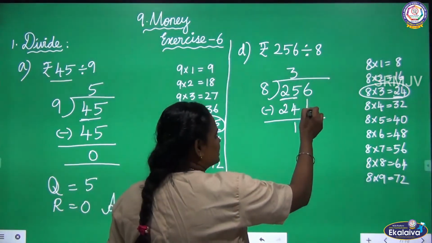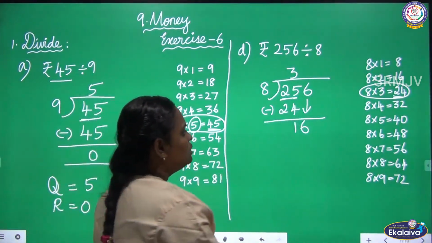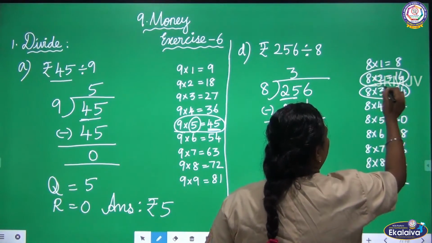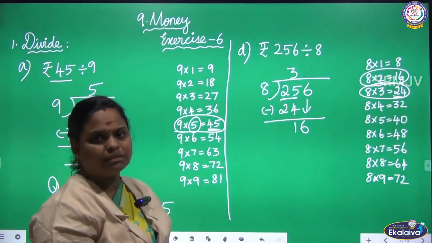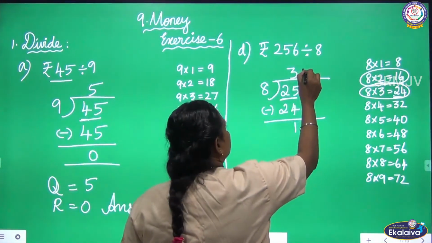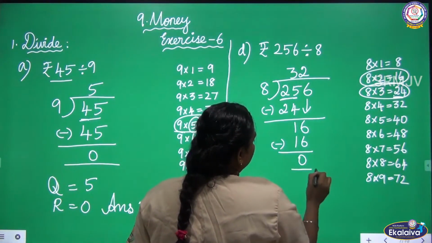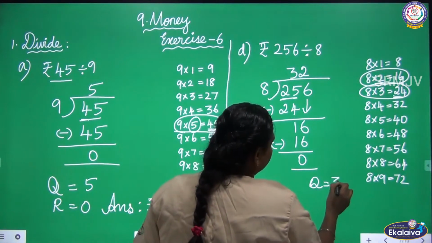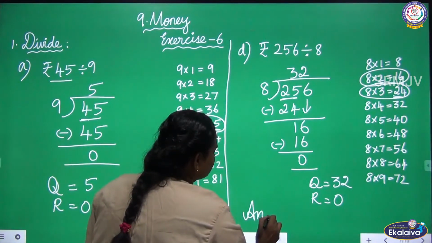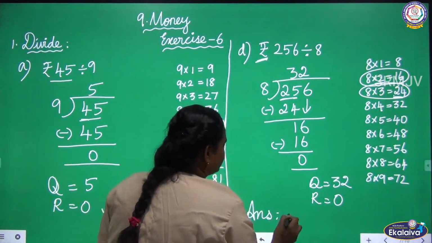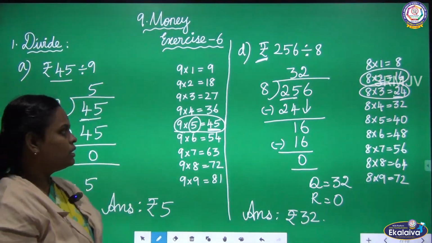Next we will carry 6. So now 16. 16 is there in the 8 table, children, check. Yes, 16 is there. How many times? 2 times, 8 2s are 16. So you write 2 in the quotient. 16 minus 16 is 0. So the quotient is 32. Remainder is 0. So the answer is, see they have given rupees, so in the answer you write rupees 32.